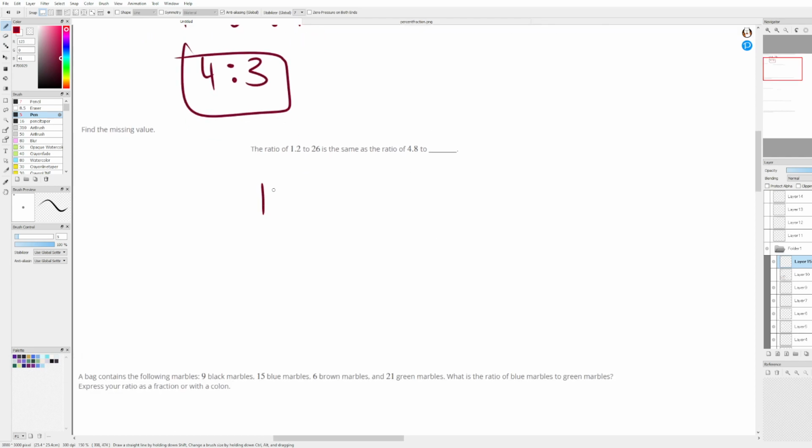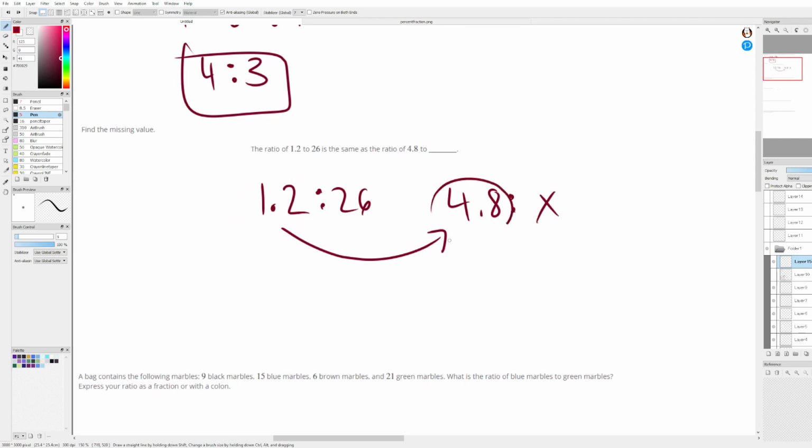This one is saying the ratio of 1.2 to 26 is the same as the ratio of 4.8 to a mystery number. All we want to do for these types is to find how we got to one place. So we know that the 1.2 and the 4.8 are like twinners in this situation because they are both on the same side of the colon. They're both on the right side of the colon.